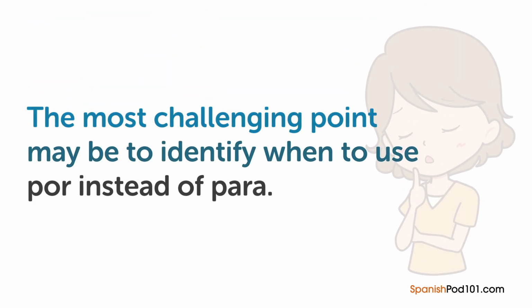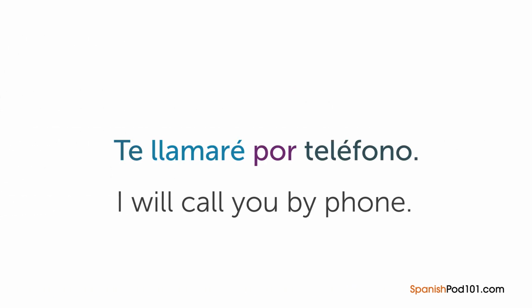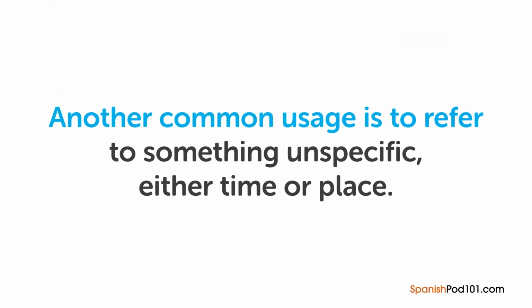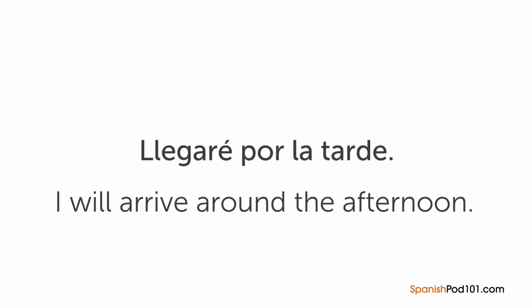The most challenging point may be to identify when to use por instead of para. Just keep in mind that por is used more frequently to talk about a medium to do something. As in, te llamaré por teléfono, I will call you by phone. Another common usage is to refer to something unspecific, either time or place. For example, estoy por tu casa, meaning I'm around, close to your house. Or llegaré por la tarde, meaning I will arrive around the afternoon.